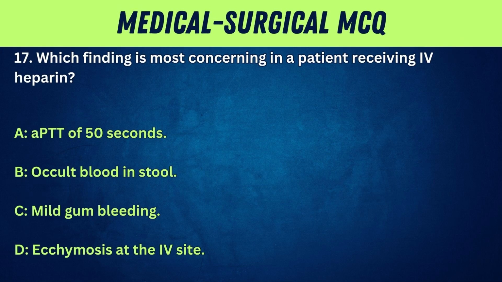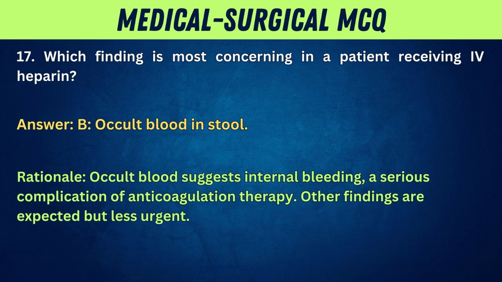17. Which finding is most concerning in a patient receiving heparin? A. APTT of 50 seconds. B. Occult blood in stool. C. Mild gum bleeding. D. Ecchymosis at the injection site. Answer: B. Occult blood in stool. Rationale: occult blood suggests internal bleeding, a serious complication of anticoagulation therapy. Other findings are expected, but less urgent.